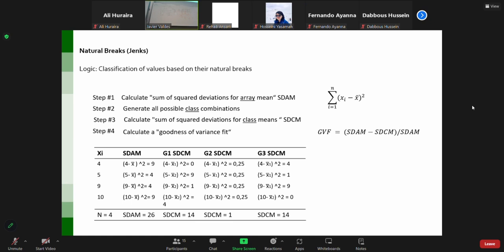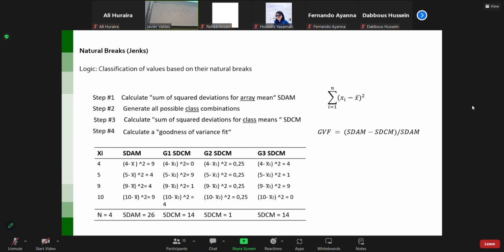Look at this. Let's continue with this example. We have SDM equal to 26, right? Which means that in my array, if I take all of them, my population, my sample, has a kind of error. If I don't group the data, if I don't create groups, I don't classify the data, I know that I'm having a square error of 26 units. Do you understand this? Not grouped data.